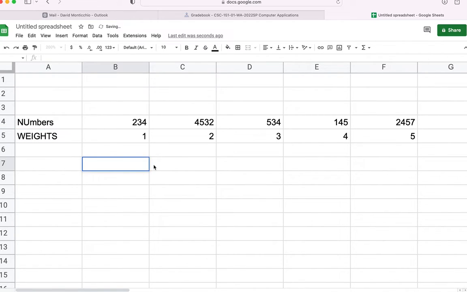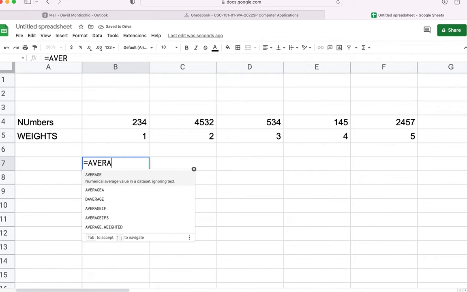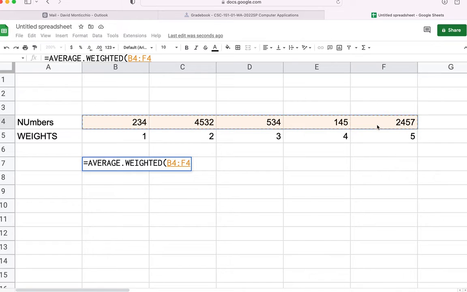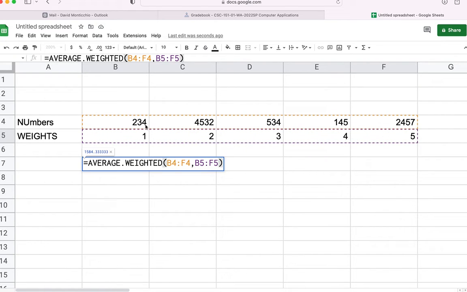I have an equation here. It's called equal average dot weighted. And this only exists in Google Sheets. I have to grab my numbers first, comma, and then grab my weights. And it will automatically attach the first number to the first weight, second number to the second weight, third number to the third weight, and so on and so forth.